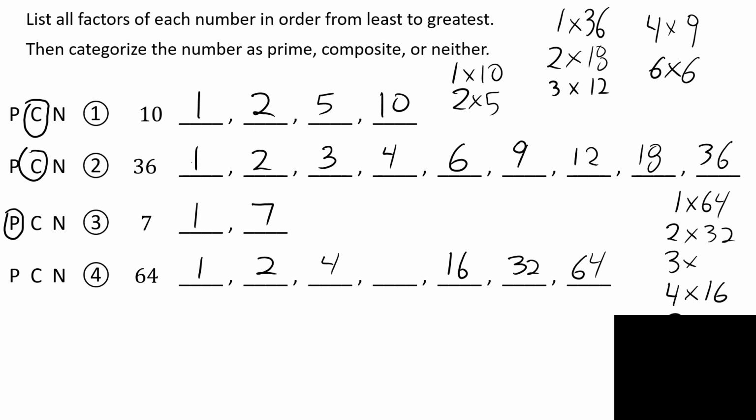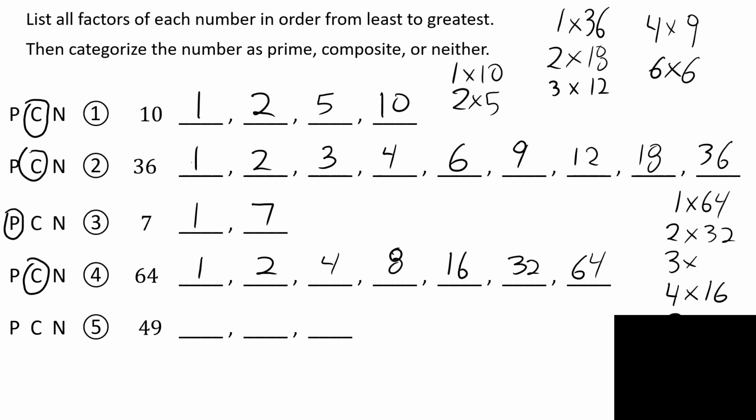Right? I could have tried 5, discover it doesn't work. I could have tried 6, won't work. Could have tried 7, won't work. 8 times 8 makes 64. There are more than 2 factors, so 64 is composite.